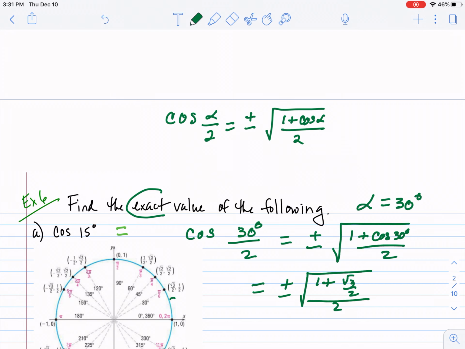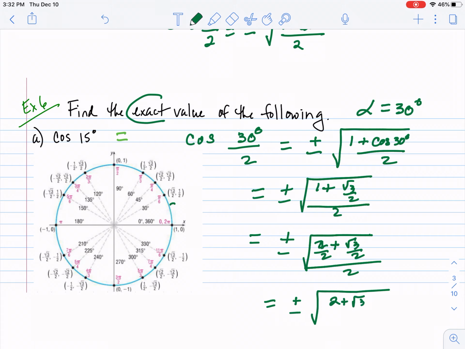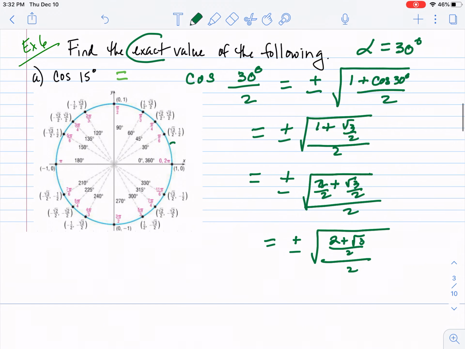Okay, all over 2. You're going to keep going with this, plus or minus the square root of 1 plus, and now here, this is what I want to do. I want to get a common denominator. I'm going to make that a 2 over 2 plus rad 3 over 2, all of that over 2. That's going to be plus or minus the square root of 2 plus rad 3 over 2, all of that over 2. This is not fun, but I'm going to be very lenient on how you're doing this.